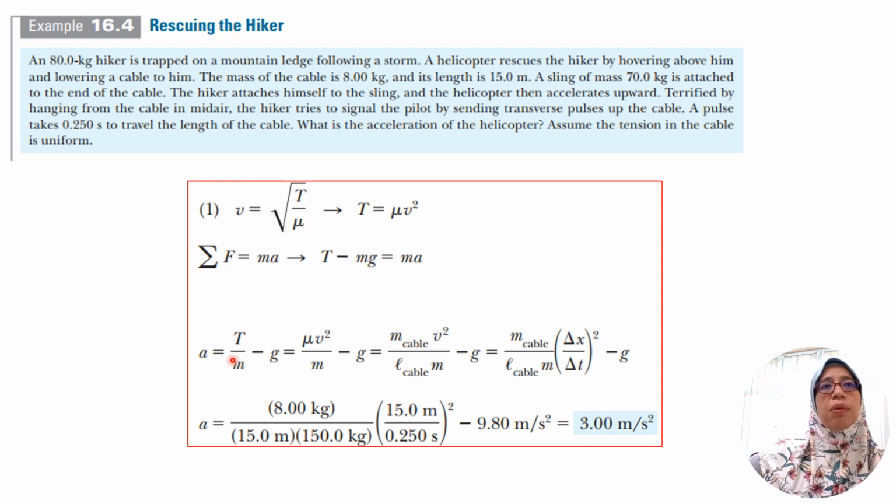Masukkan satu-satu, masukkan ke dalam masing-masing. So we substitute tension is mu times v squared. So now tension disappears, and then we have a new one. From here, you go back to the idea that you have learned earlier, and then solve accordingly. Bahawa v tu macam mana.